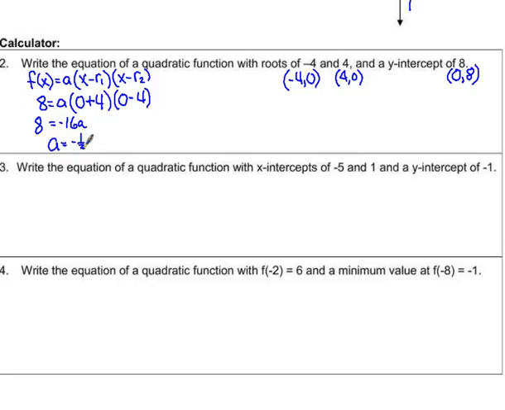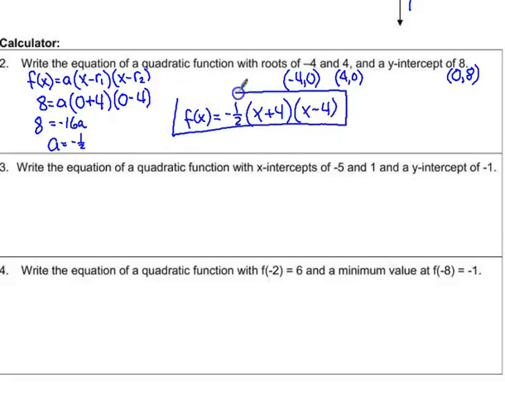Now all that's left to do is to plug into our equation. Our root form of the equation, we have f of x is equal to a, which we just calculated, negative 1/2, times the quantity x minus root 1, which is x plus 4, and x minus root 2, which gives us x minus 4. We now have solved problem number 2.